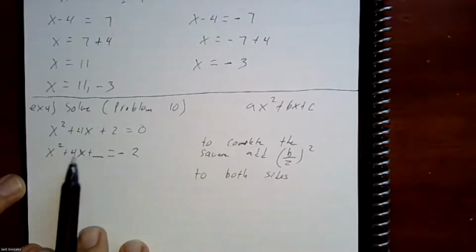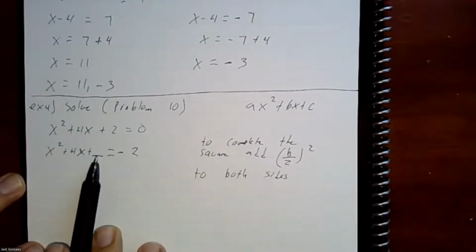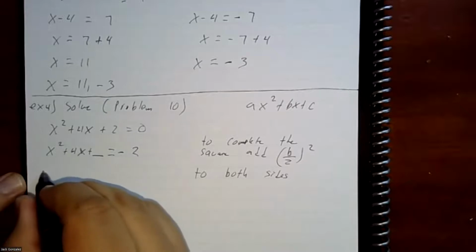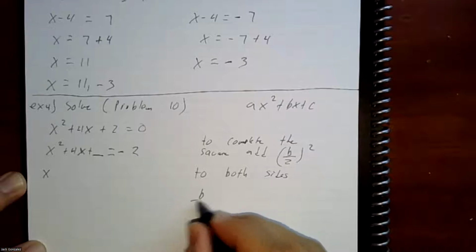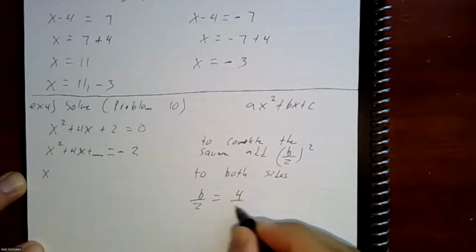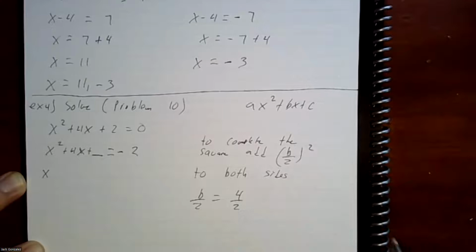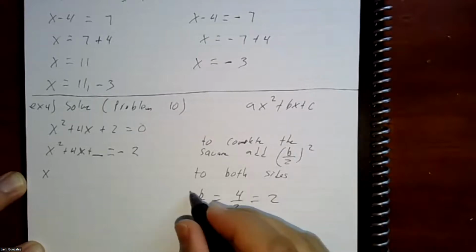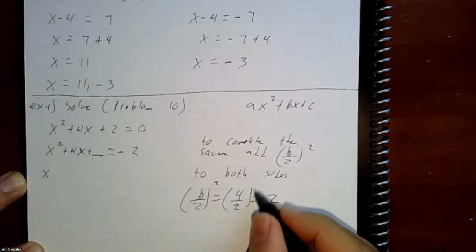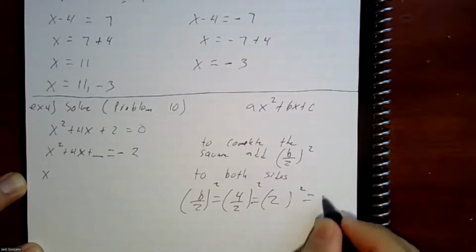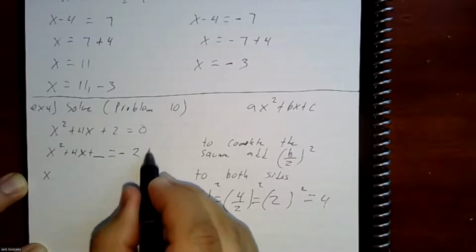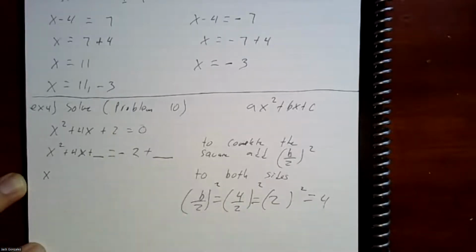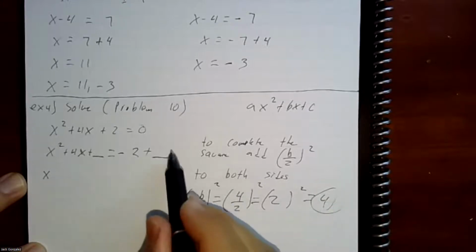Yeah, so you're gonna take the half of 4, but then you have to square it. So our special number is gonna be half of 4, right? Which is 2, and then you're gonna square that, which is 4 again in this case. So this special number here is going to go here.